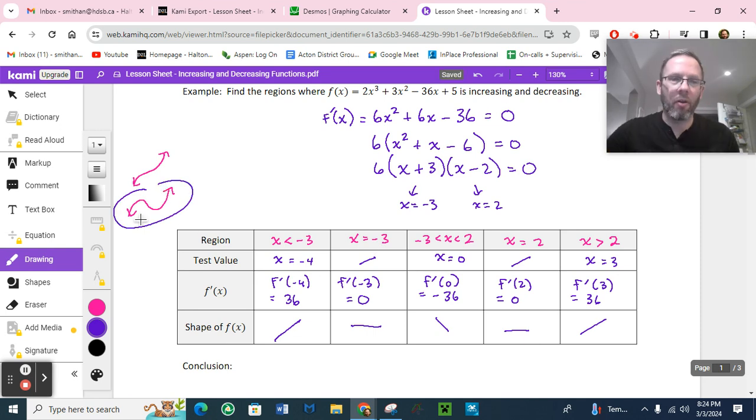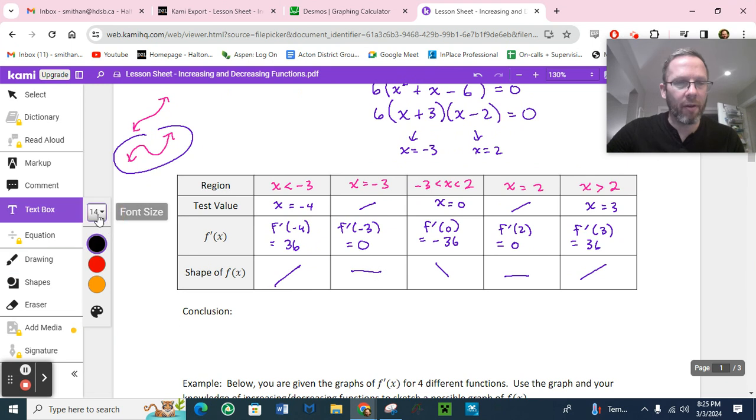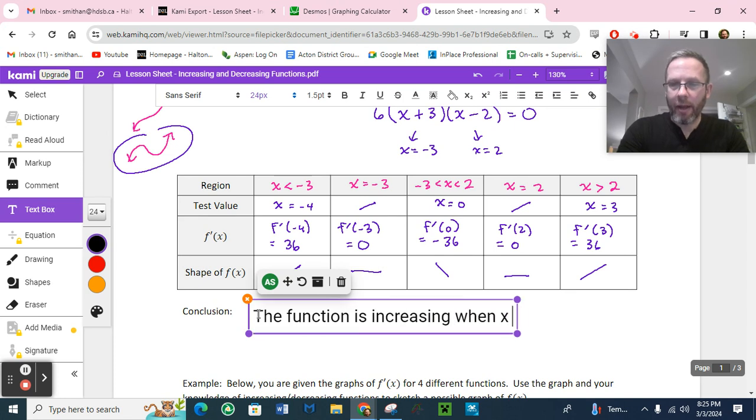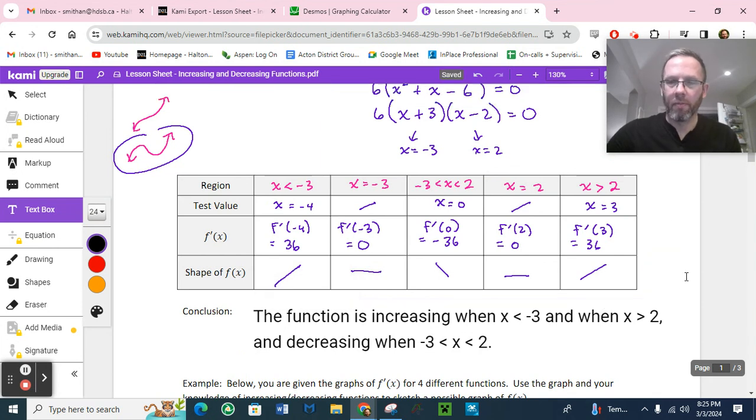I'm going to just type out a little conclusion here. And then I'm going to head to Desmos and just verify that this graph actually looks like we thought it did. We can say that the function is increasing when x is less than -3. It's also increasing when x is greater than 2, and decreasing when x is between -3 and 2. So we can concisely say when the graph is increasing, decreasing.